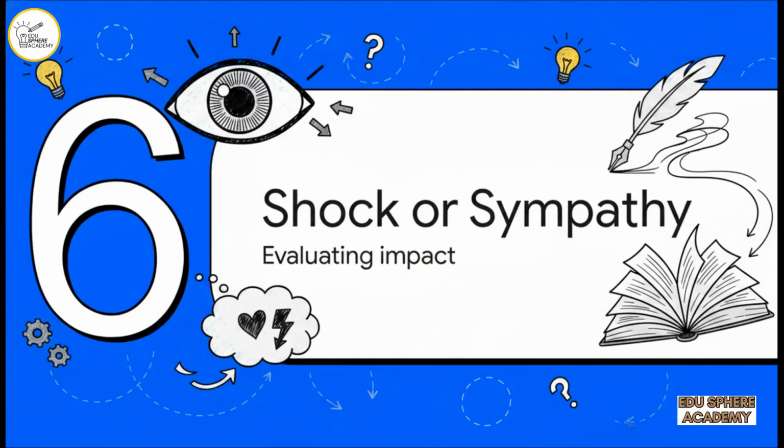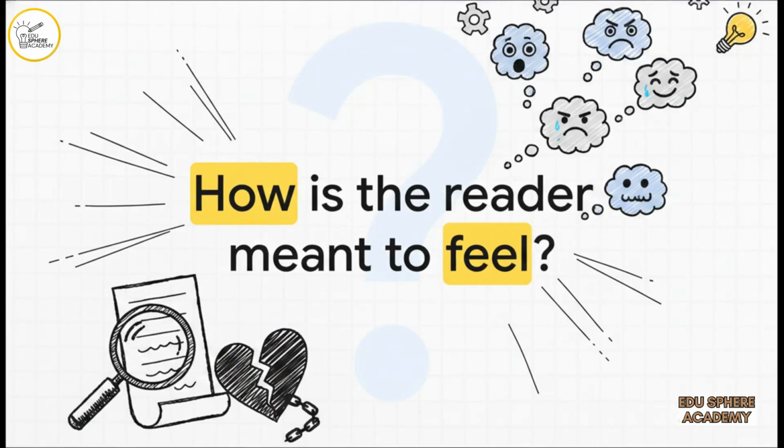Finally, Part 6, provoking shock or sympathy. Let's evaluate your reader impact. We have reached the final step. When you're reading back over your work, you have to stop and pose this critical question to yourself. How is the reader actually meant to feel? Because writing isn't just about dumping words on a page, it's about critically evaluating the emotional impact of what you've drafted. True persuasion requires provoking a specific, calculated reaction.